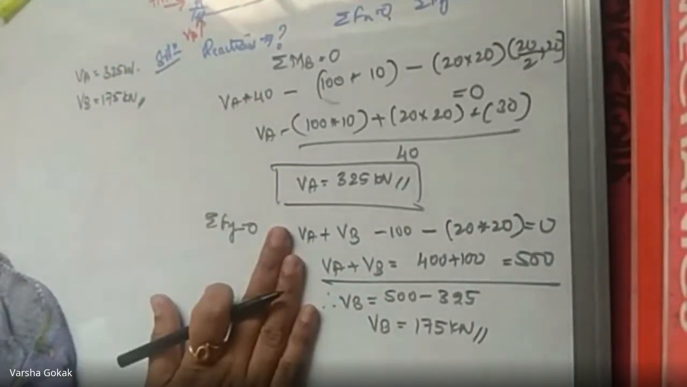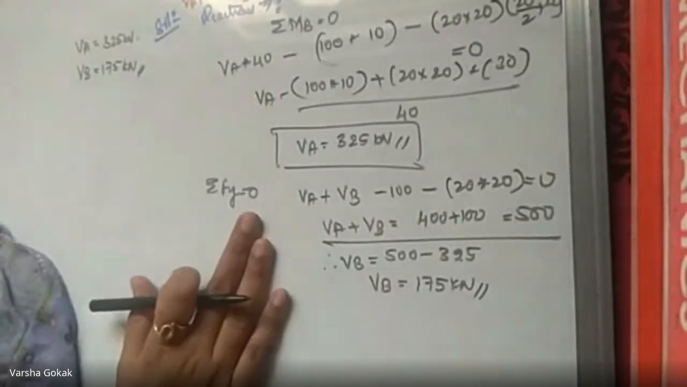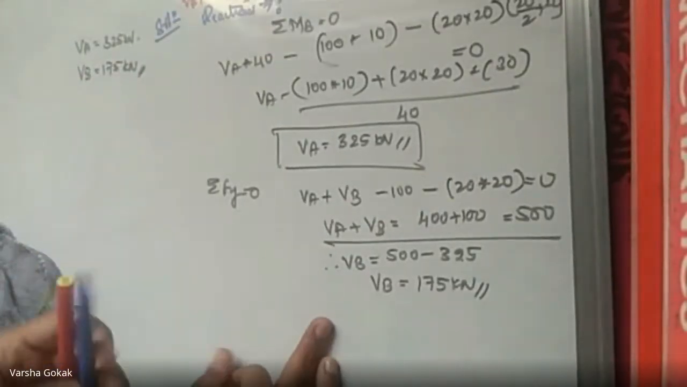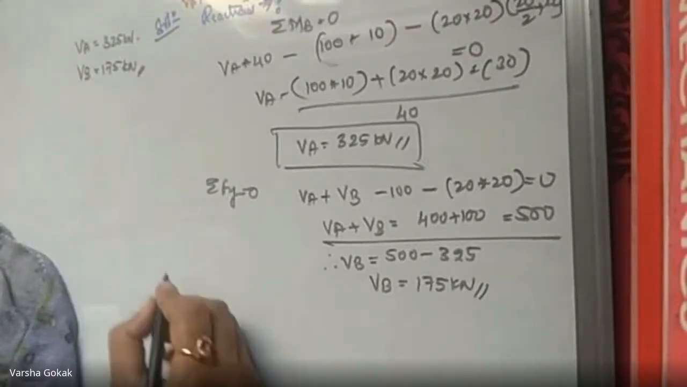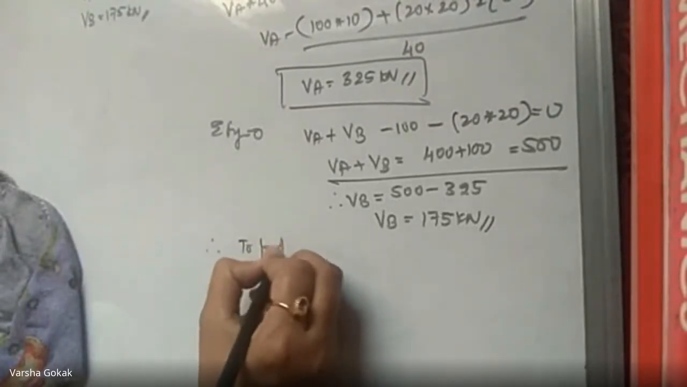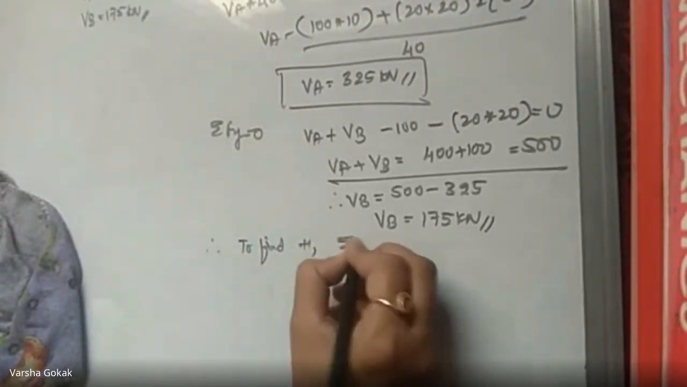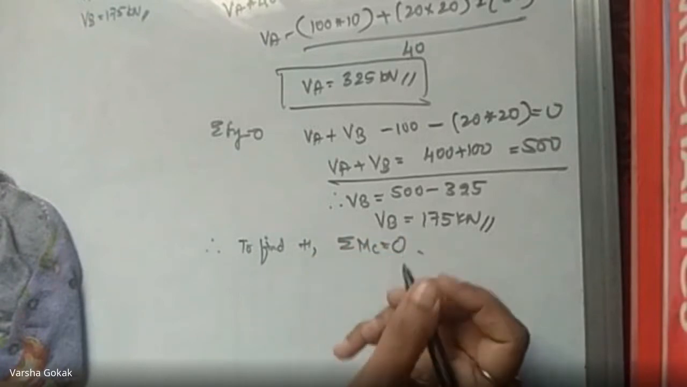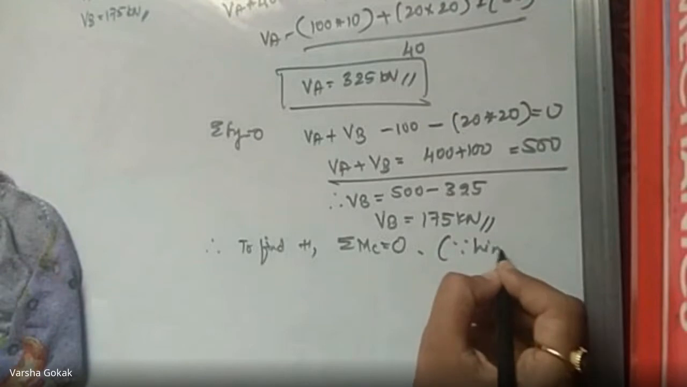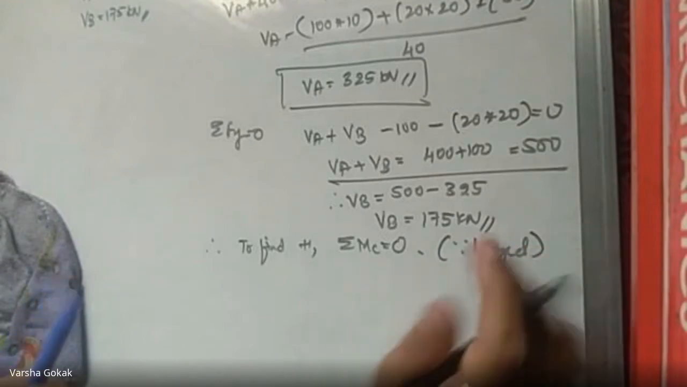So verticals are done. I need the horizontal. To get the horizontal, where do we take the moment? Does anyone remember arches? C. Where do we take moment at C? Correct. So therefore, to find H, take moment at C and equate it to 0. So moment at C, because it is what? Because it is a hinge. Moment at point C is also assumed as a hinge.